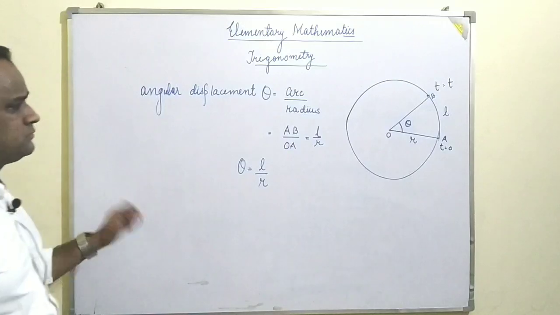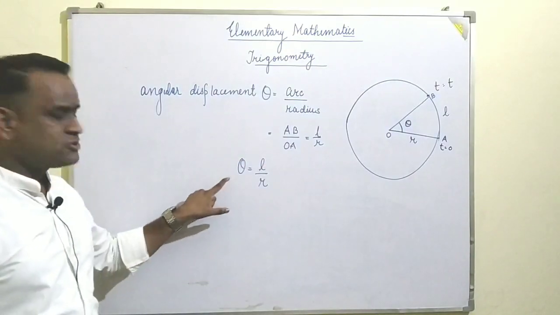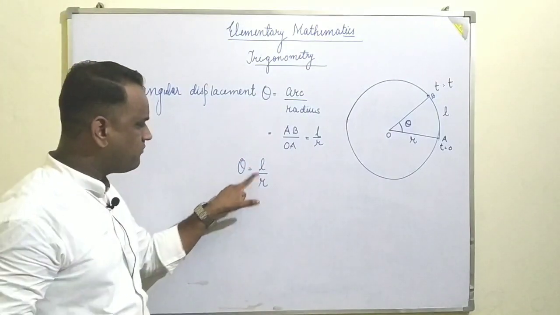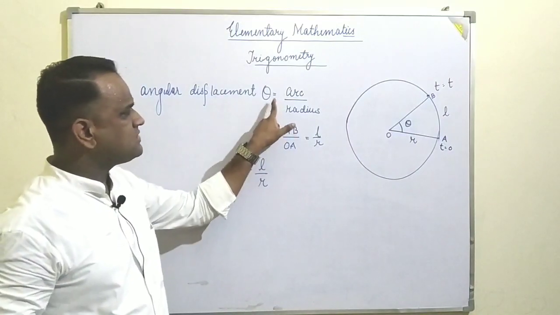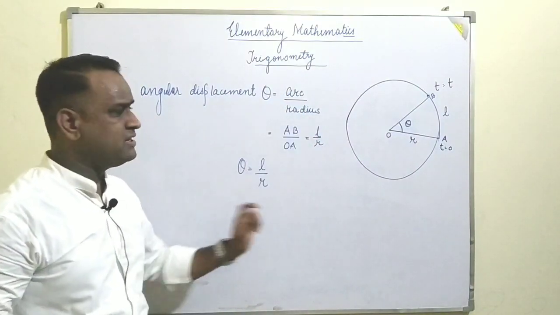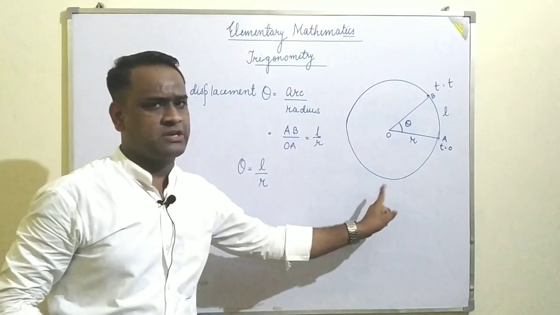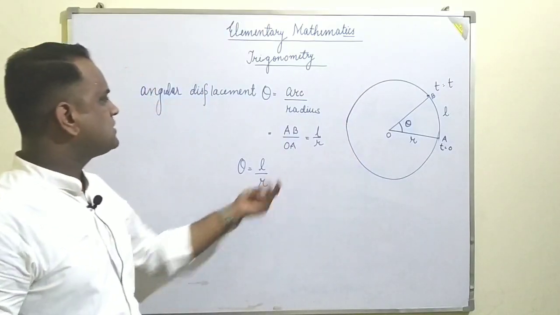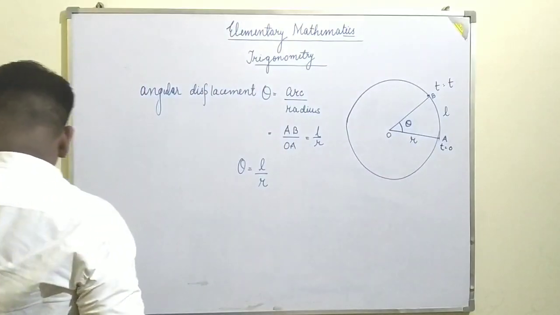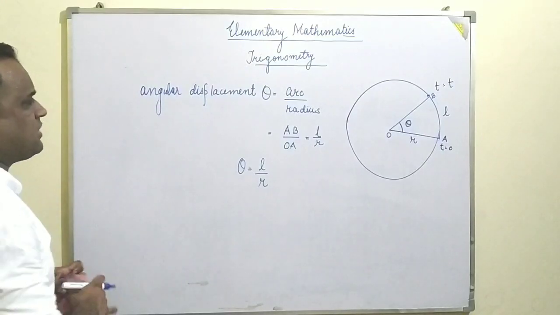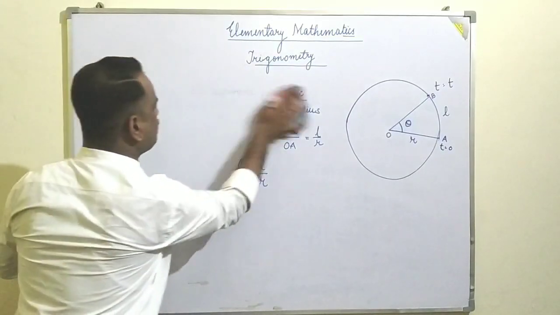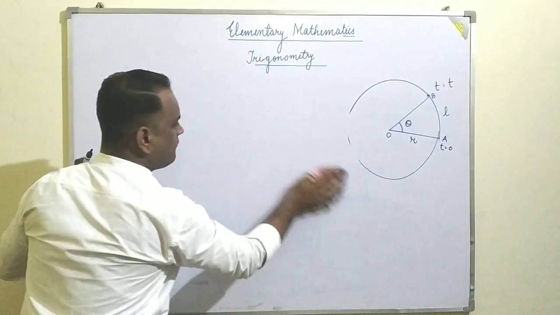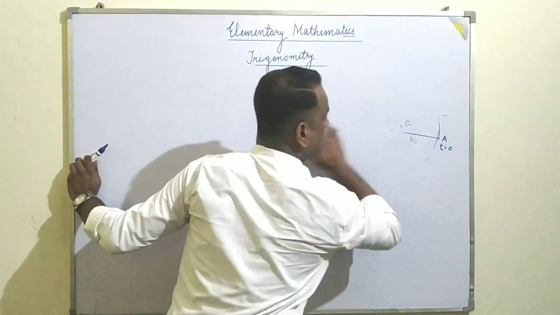Now, a lot of times students ask, sir, how have you written that theta is equal to L by R? That is nothing but the arc upon radius for a circular trajectory. So what we are going to discuss further is some trigonometrical functions. Before stating the trigonometrical functions, first we have to start with the triangle.